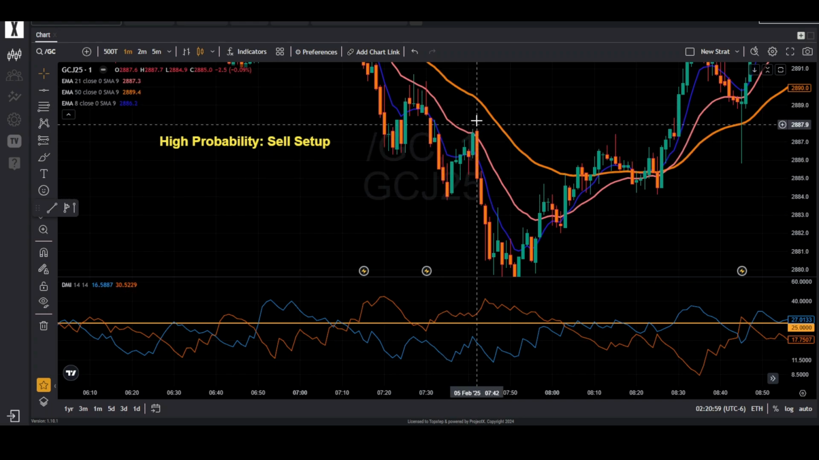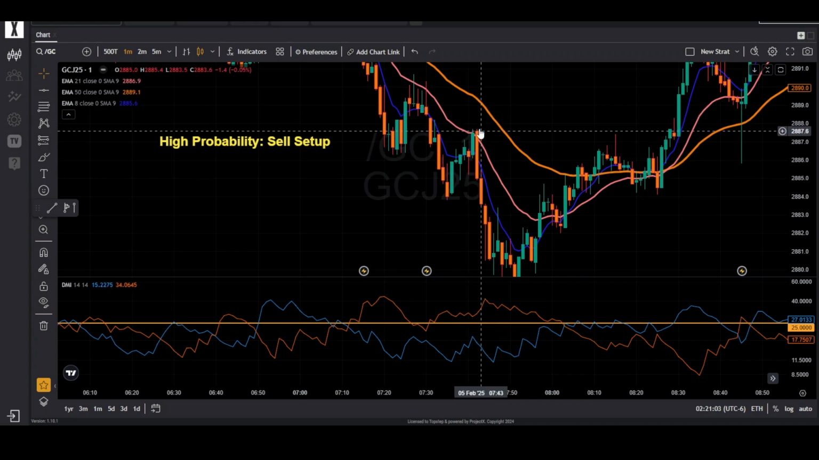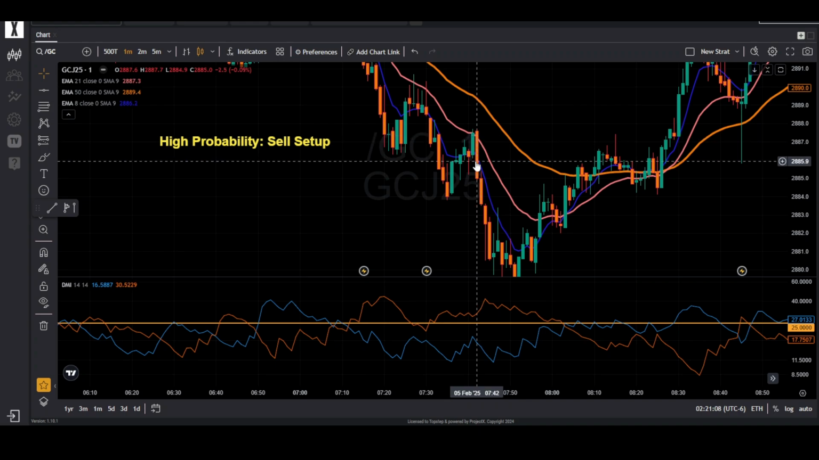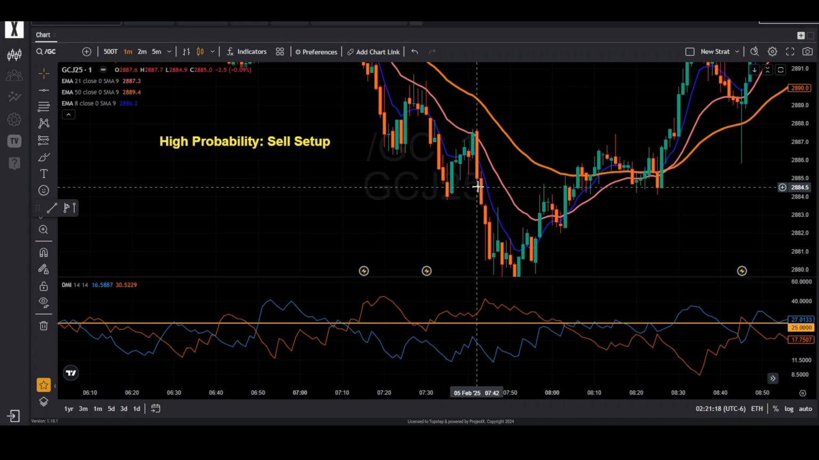So we do see that bullish candle close between EMA 21 and 50. Even that bearish candle is inside EMA 21 and 50, but it has a strong momentum candle that supports the sell setup. So if you look at DMI, the value is constantly increasing over here. If we look over here, it is 30.5229, and the value of the previous candle is 28.8039. So according to our conditions, we can definitely take a sell trade over here.